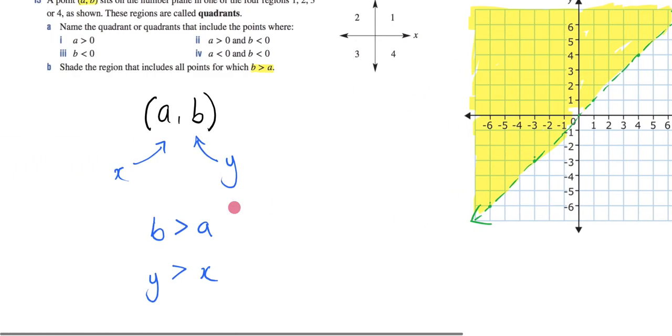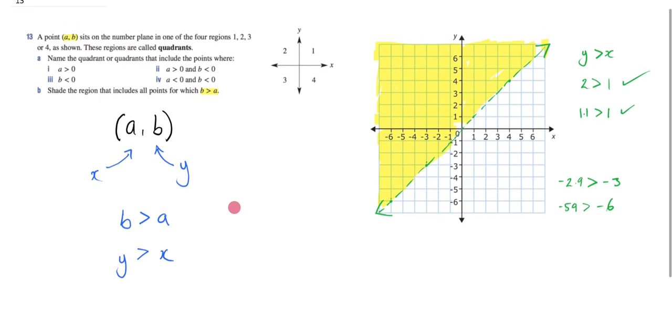Now this was a little bit of a tricky question. This is in the reasoning part of the exercise, so don't be too discouraged if you got tripped up on this. But hopefully this explanation, where I've really taken it slowly, helps you appreciate how you would approach this type of question. So hopefully this was helpful to you.